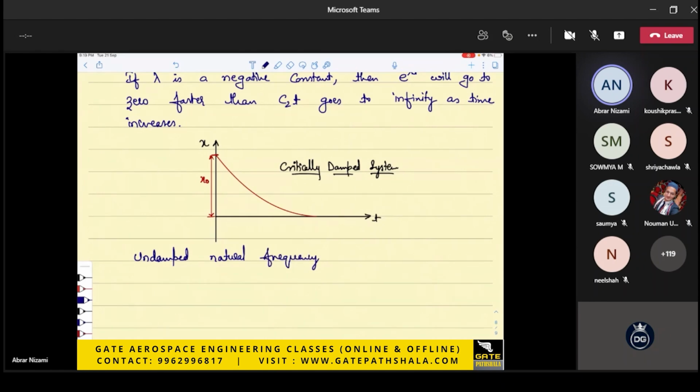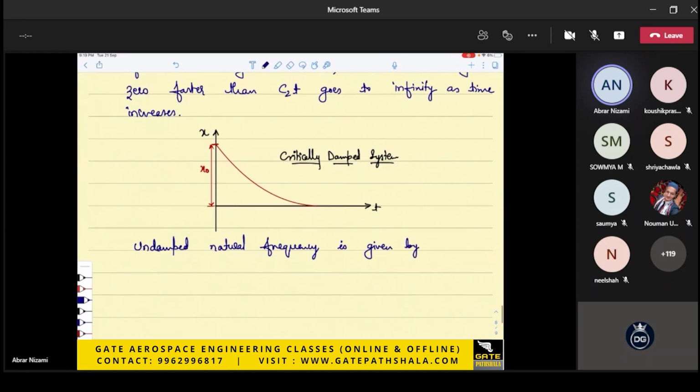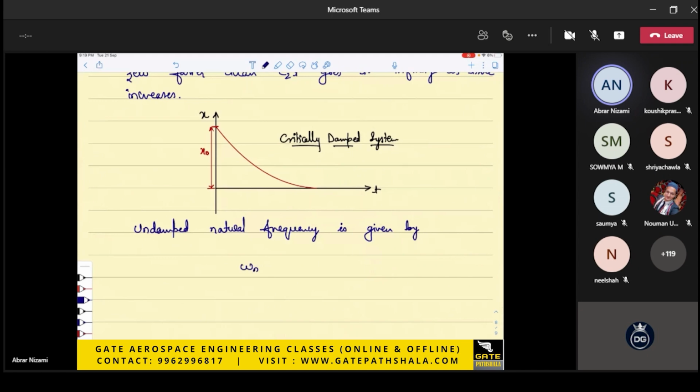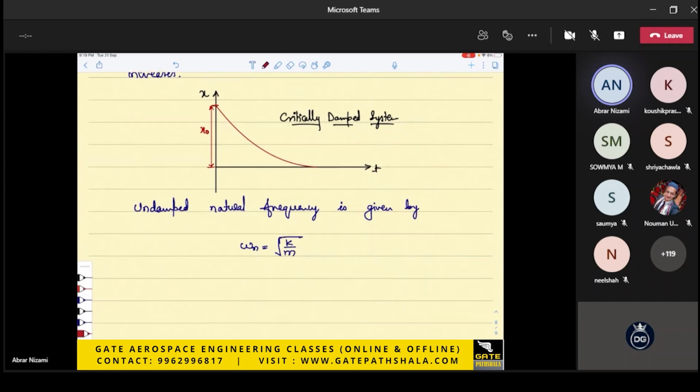If there is no damper, what is the undamped natural frequency? You are doing vibrations now. What is omega n? It's called the undamped natural frequency. Don't get confused with the word underdamped. Underdamped means it is under damping. Undamped natural frequency means without a damper, it is root of k by m. Agree? Call it equation 9.